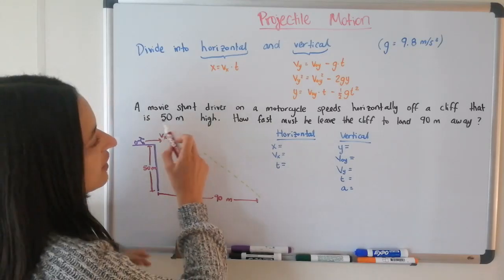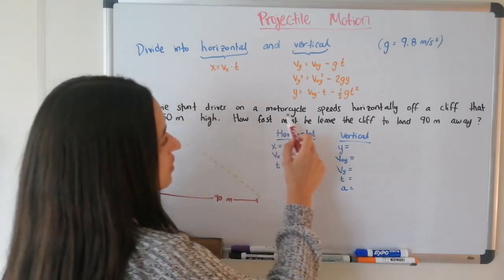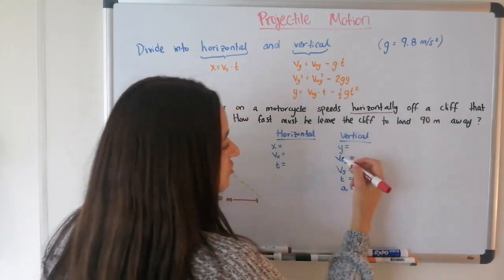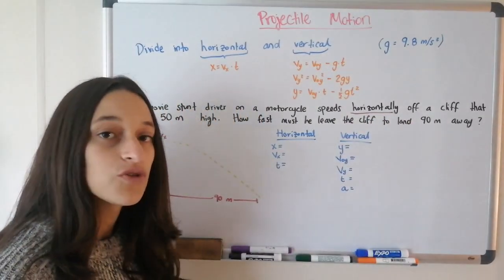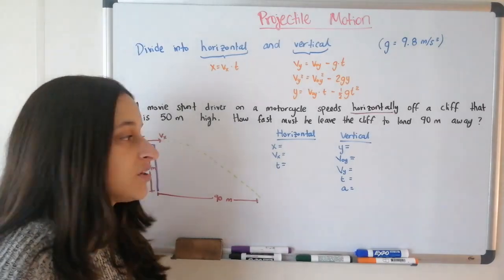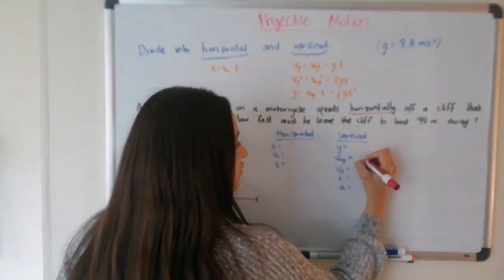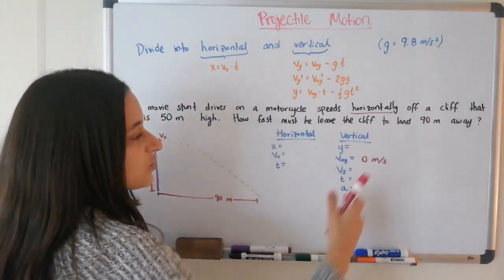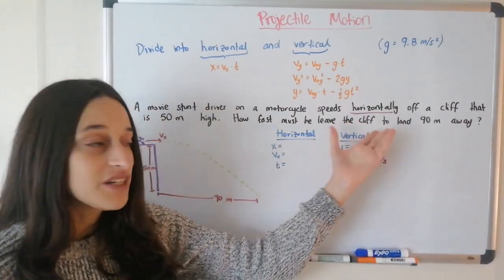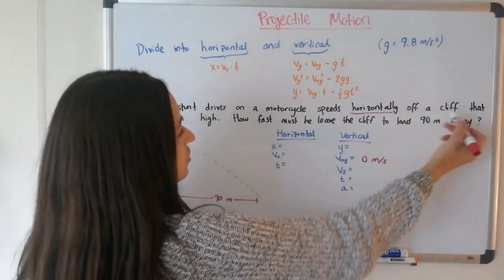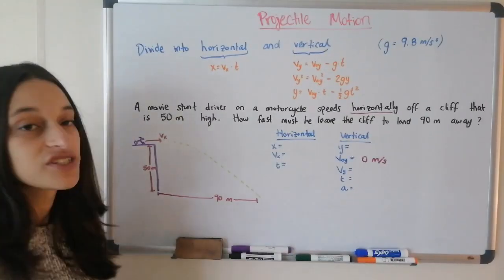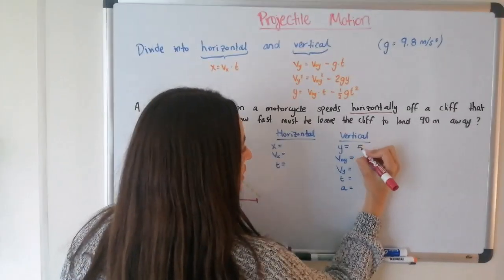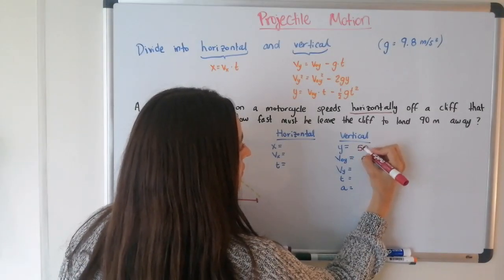So let's see. First it says a movie stunt driver speeds horizontally. So horizontally means that initially it had no speed or no velocity in vertical. So this initial speed in vertical is going to be 0. So even though they don't give us a 0, we have to infer it from the problem. So horizontally off a cliff that is 50 meters high, 50 meters is the vertical displacement. So we can put that here in y.